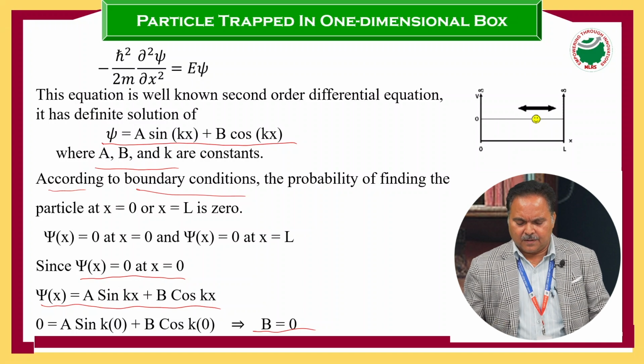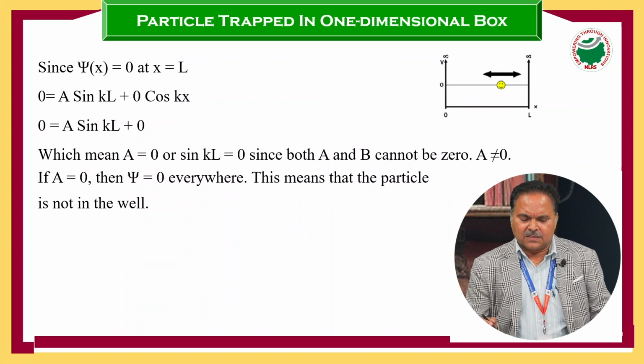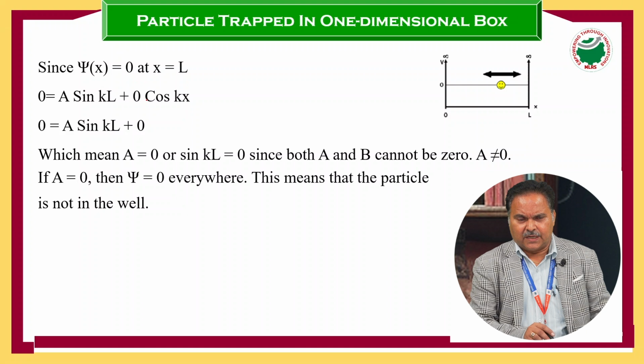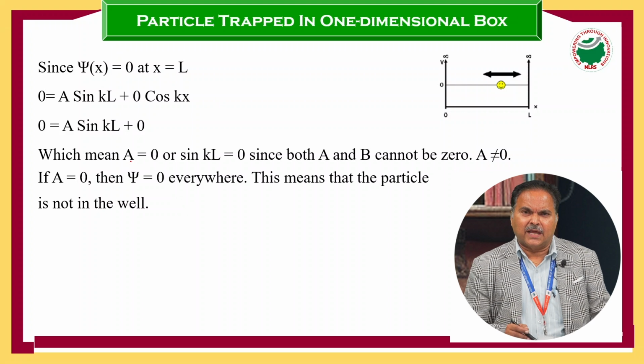Then the second boundary condition is x equals L. At x equals L also the wave function is 0, because we don't know exactly where the particle will be. That is an infinite potential box, and its potential energy will be infinity at the boundary also. Substituting x equals L, it becomes 0 equals a sin kL plus b cos kL.